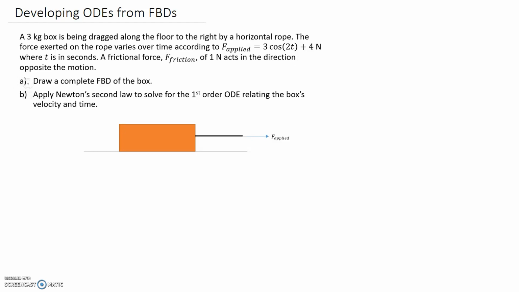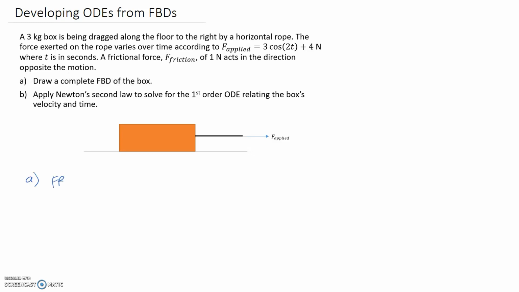So we've got two parts to answer. The first one is to draw a complete free body diagram of the box, and the second one is going to be to use that free body diagram to apply Newton's second law of motion and solve for the first order ordinary differential equation relating the box's velocity and time. Alright, so let's start by drawing our free body diagram.